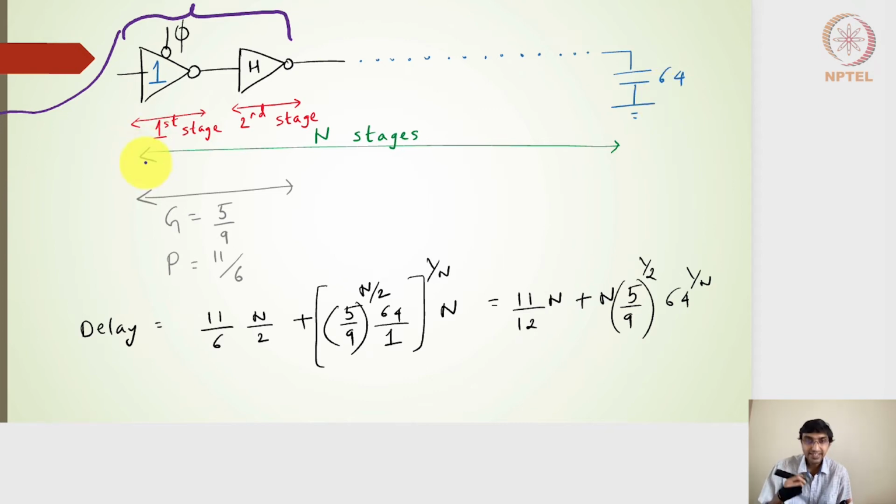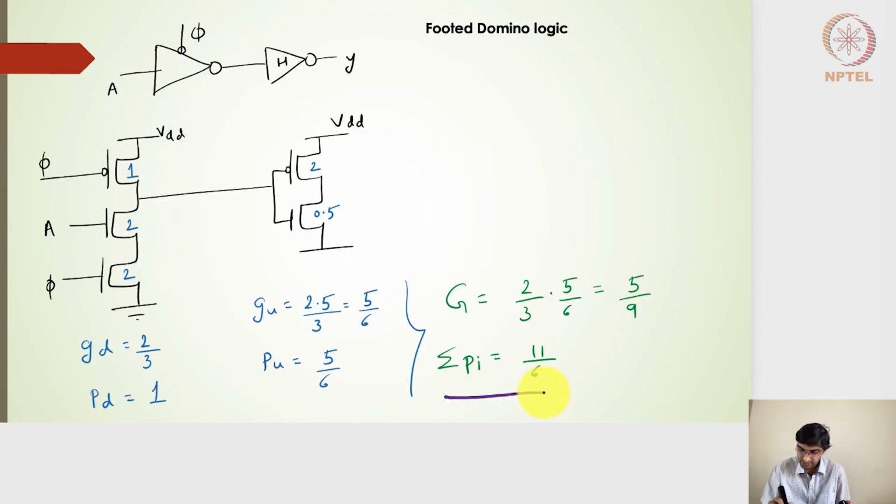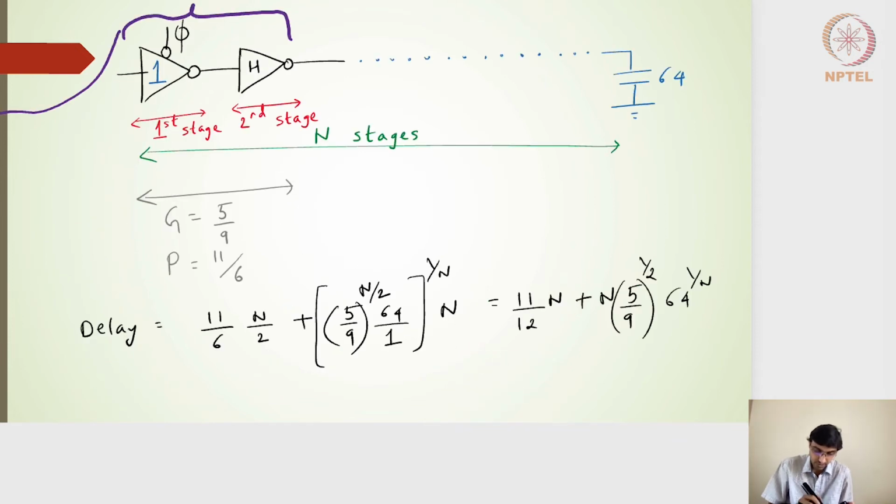So what we really need is an expression of the delay in terms of n stages, and then try to optimize it. If I consider n stages, the dotted lines will be the n stages. G is 5 by 9, and the total parasitics which we calculated earlier, in the previous slide, was 11 by 6. So the summation of Pi for the first two stages, I is equal to 1 to 2, was 11 by 6. I've considered this 2 for the first two stages.